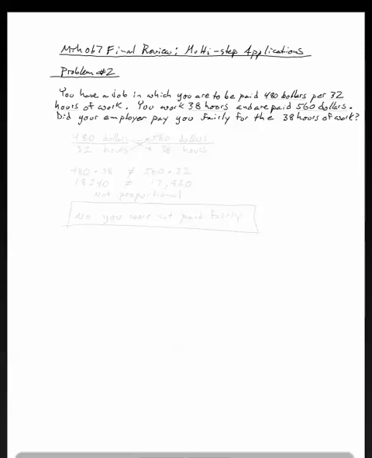So the first thing we should notice is the $480 per 32 hours of work that we can set up as a ratio, and then the 38 hours and $560, that's another ratio. Also, we notice that we've got dollars and hours in both of those ratios, so we can set up a proportion. So the first one is $480 and then 32 hours of work.